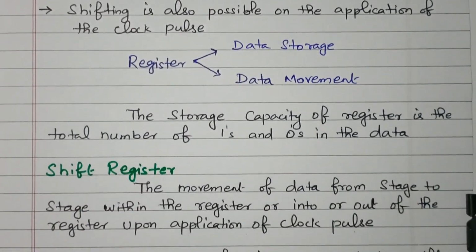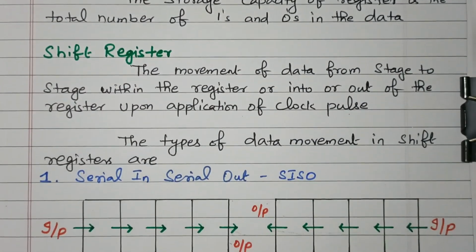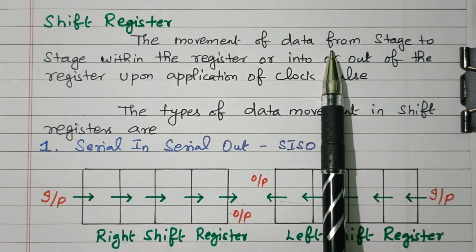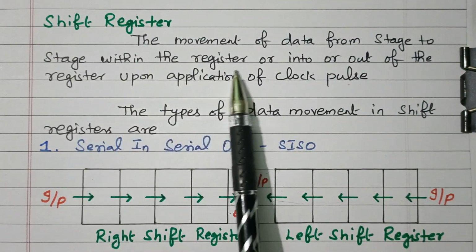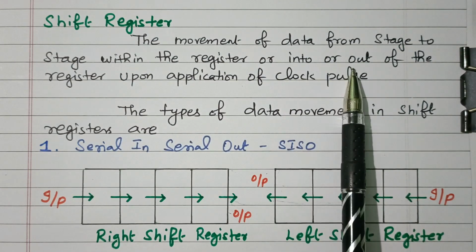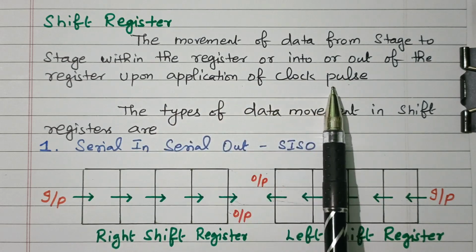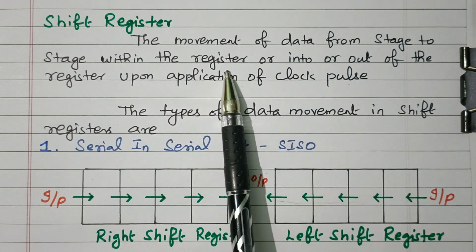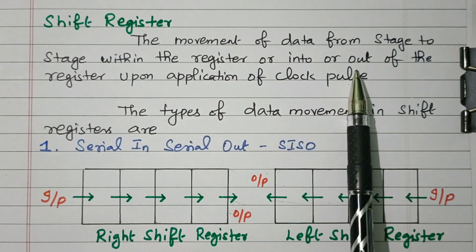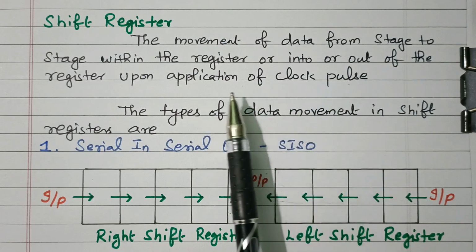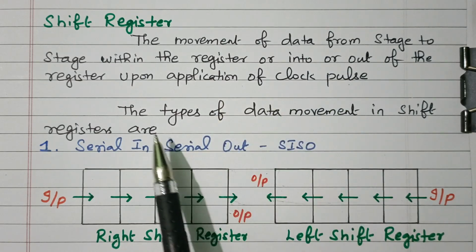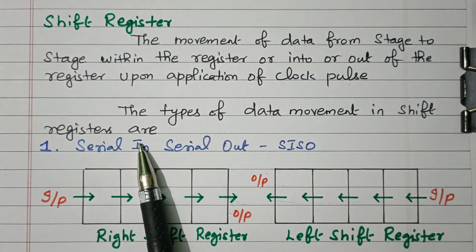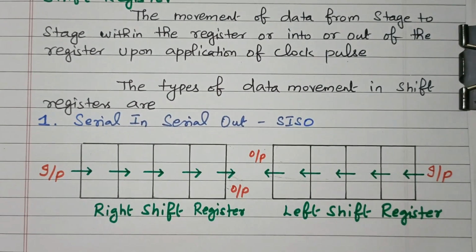In that we see the shift register. What is meant by shift register and what types are available? It is the movement of data from stage to stage within the register, or into or out of the register, upon the application of the clock pulse. So we can move the data from stage to stage within the register or into the register or out of the register. That is done by applying the clock pulse. Based on that, there are various types of data movement in shift registers. We will see the types one by one.